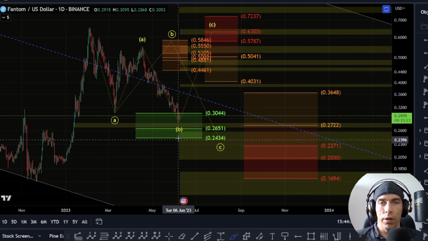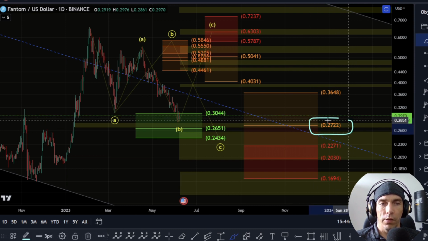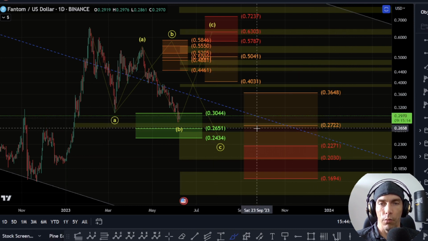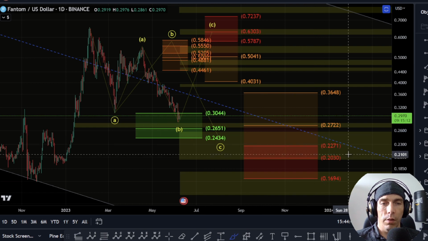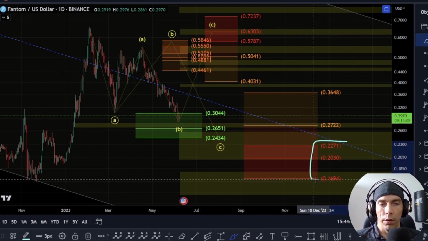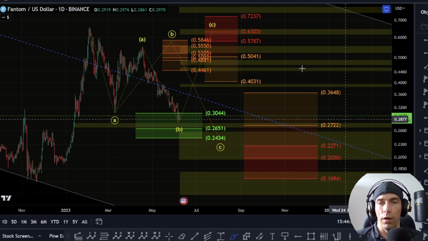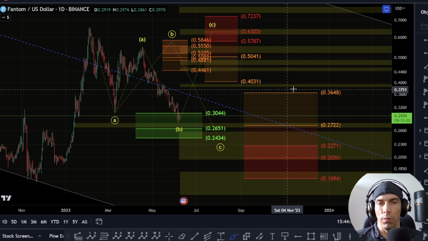Now, what this would be looking to do is actually just be a bigger B wave here, and we'd be looking to target out, like I said, the 1-to-1 of the 27.22 if this is going to be a running flat. Alternatively, if this is going to be an expanding flat, we'd be looking lower down here towards some of these areas here of this 22.71 to the 16.94. So that would be the key zone we'd actually be looking at here.